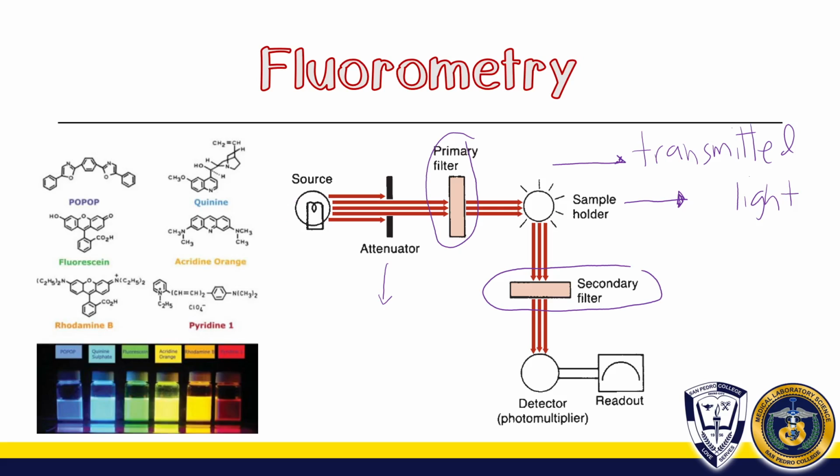Now, these are just examples of substances that can absorb light or can cause fluorescence. So, take note of this, POP. POP stands for phenyl oxazole benzene. And then you have your quinine, your fluorescein, your acridine orange, your rhodamine B, and your pyridine 1. So again, these are just examples of substances that could cause fluorescence.